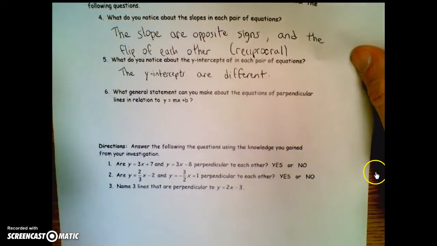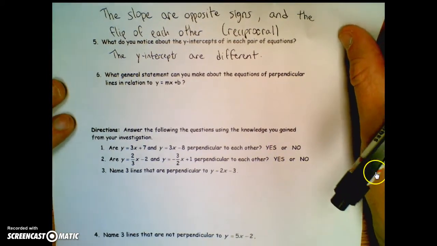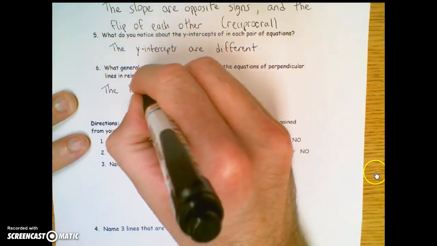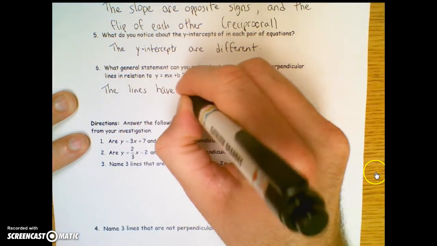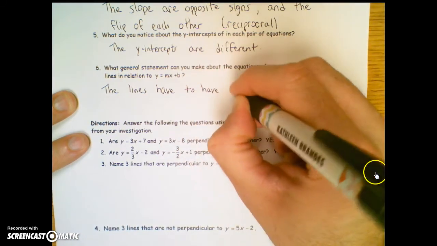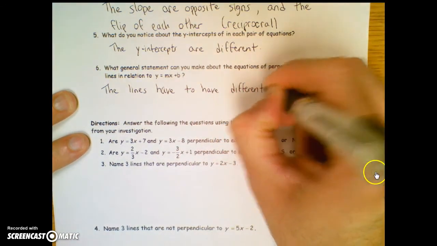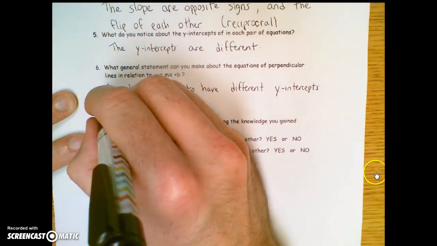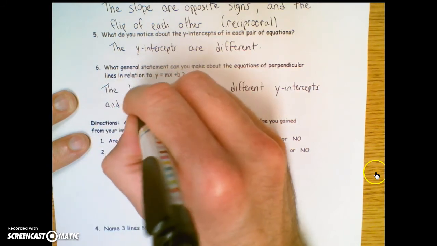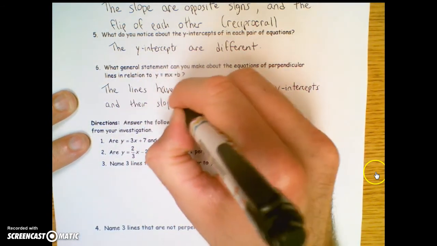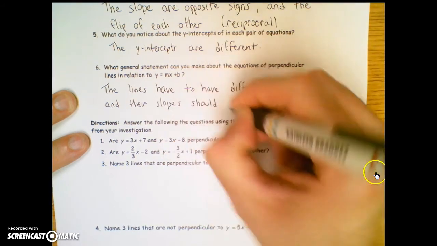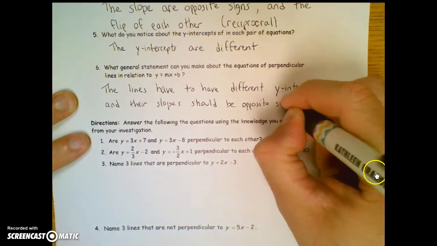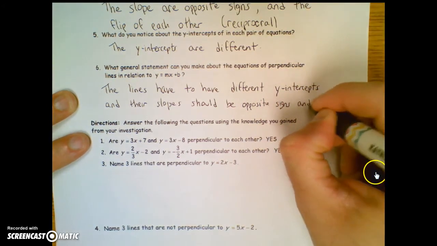So what general statement can you make about the equations of perpendicular lines? The lines have to have different y-intercepts, and their slopes should be opposite signs and the flip of one another.